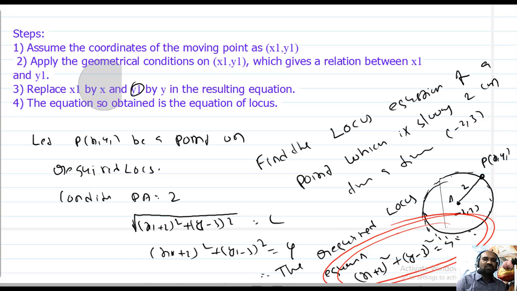Again, listen students. How to write the locus equation. Step 1: Assume that the coordinates of the moving point be (x1, y1). Apply the geometrical condition on (x1, y1), which gives a relation between x1 and y1. Replace x1 by x and y1 by y in the resulting equation. At last, the equation so obtained is taken as the required locus equation. I hope everyone understood the concept.